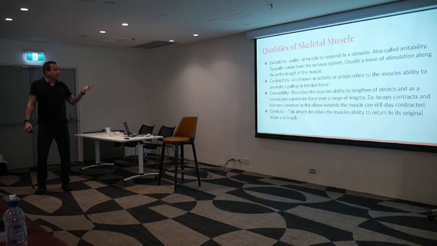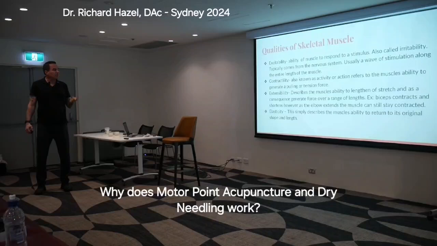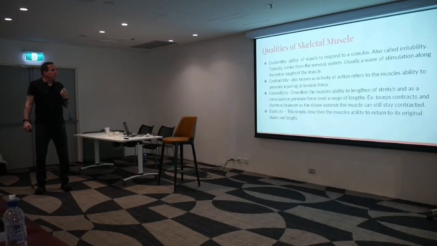Qualities of skeletal muscle. Okay, excitability. The ability of a muscle to respond to stimulus, also called irritability, typically comes from the nervous system, usually a wave of stimulation along the entire length of the muscle. Excitability, that's how we find a motor point. That's the most excitable part of the muscle.